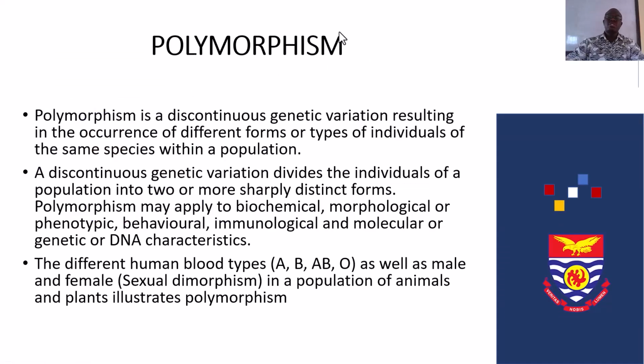Polymorphism is a discontinuous genetic variation resulting in the occurrence of different forms or types of individuals of the same species within a group or population. A discontinuous genetic variation divides the individuals of a population into two or more sharply distinct forms. Polymorphism may apply to biochemical, morphological or phenotypic, behavioral, immunological, and molecular or genetic or DNA characteristics. The different human blood types A, B, AB, O, as well as male and female sexual dimorphism in a population of animals and plants, illustrate polymorphism.